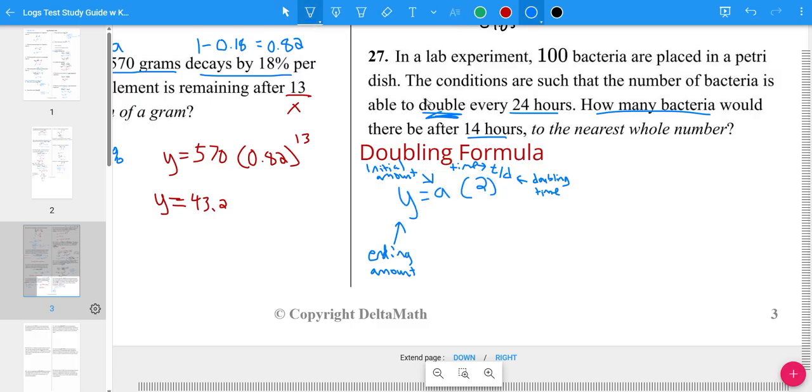So let's just plug in. So this is my initial amount, A. It takes 24 hours to double. And then how many bacteria would there be after 14 hours? So T is how long I'm waiting. How many bacteria? I want to know my ending amount. I don't know it, so I don't know my Y. So Y equals 100. I'm doubling, so 2 to the 14 over 24. I just type that directly in, and I should get, let me check, and we're rounded to the nearest whole number. It should be 150.